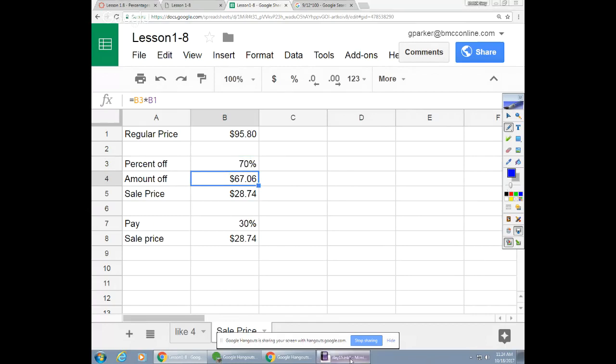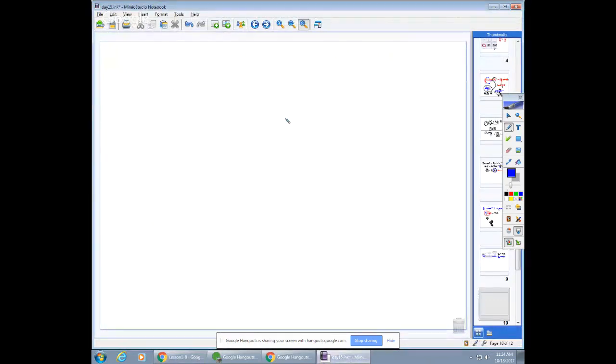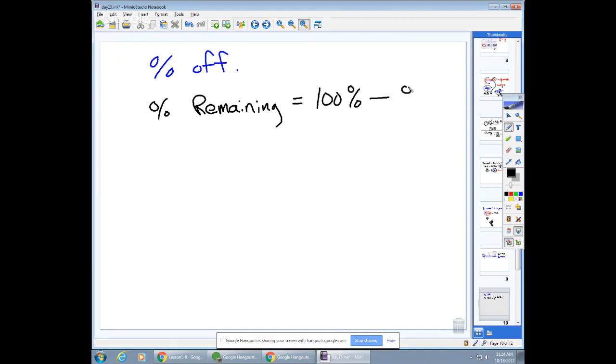So what's the important part here? The moral of this lesson is when you have a percent off, you can always consider the percent remaining. And the percent remaining is always going to be 100% minus the percent off. And that's usually the more relevant number for us.